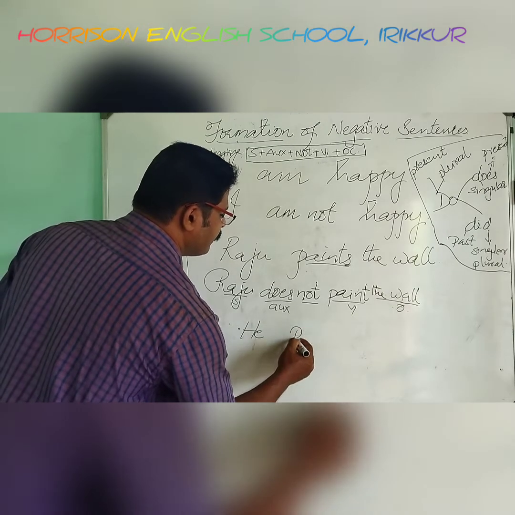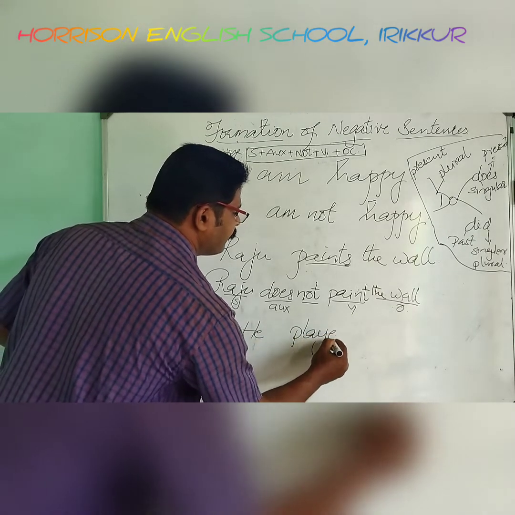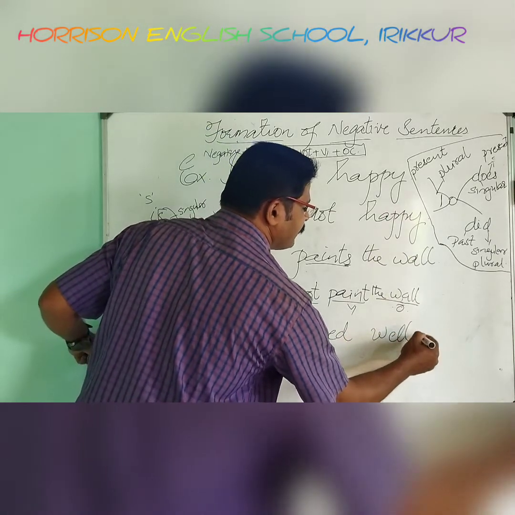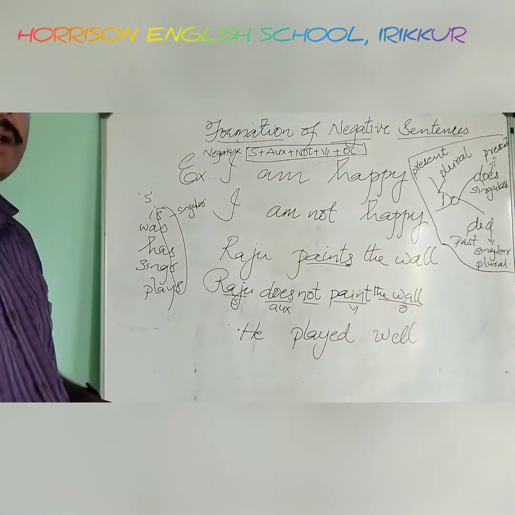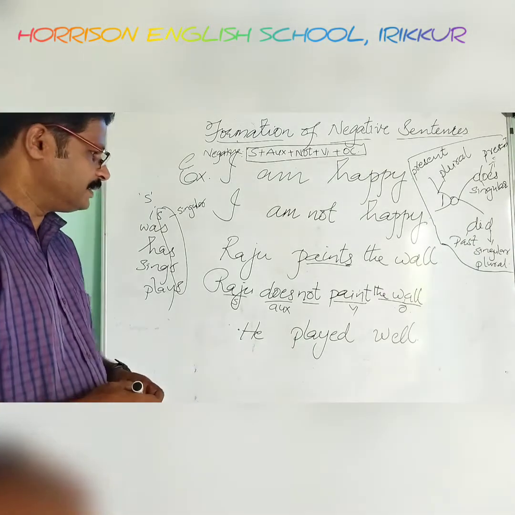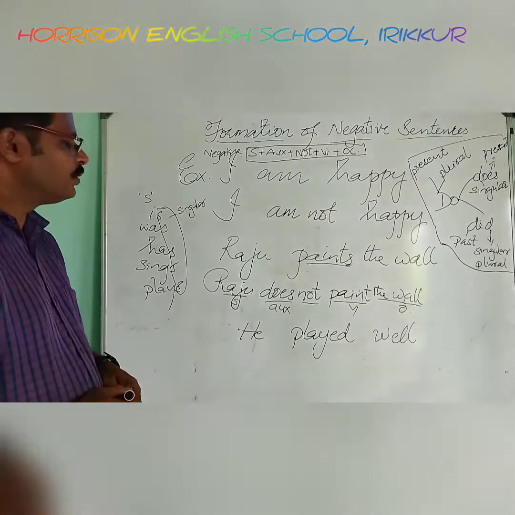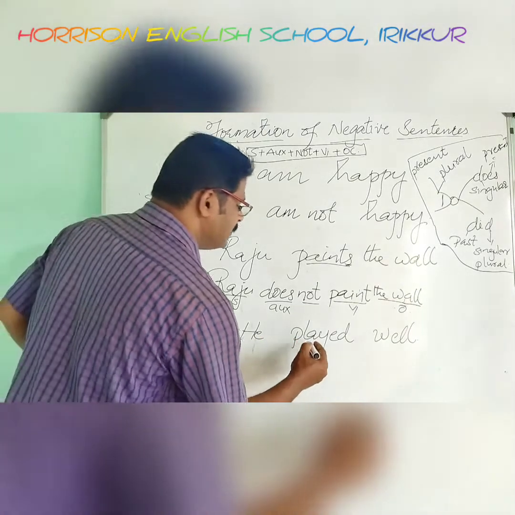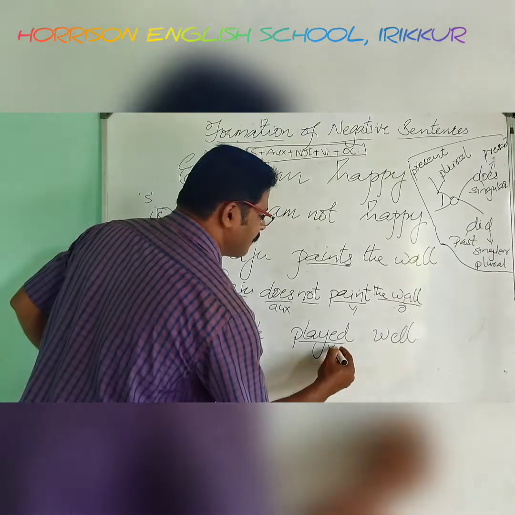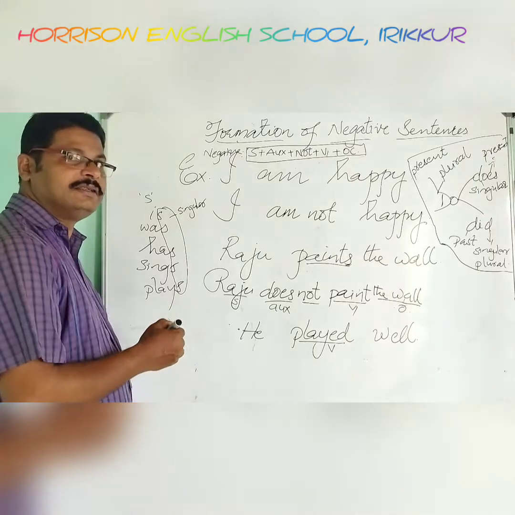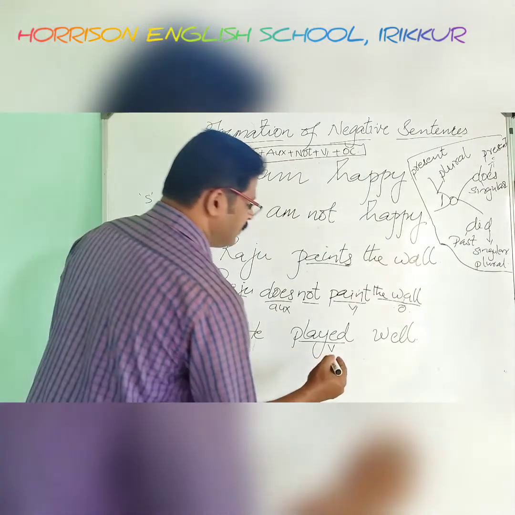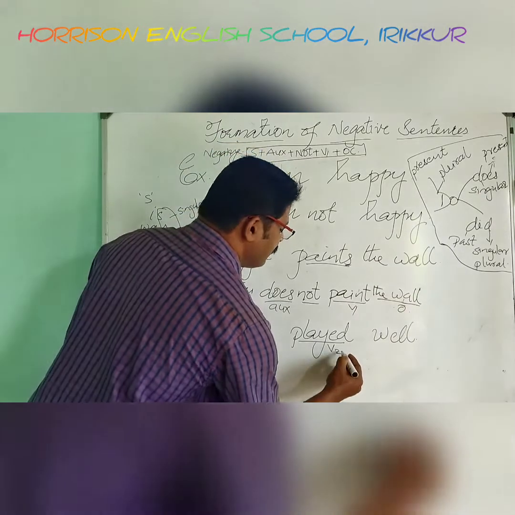He played well. How can you make it negative? Anybody? So what's the verb in this sentence? That's very good. The verb in the sentence is played. And in which tense is it given? Present tense or past tense? Yeah, you're right. It is V2 form, past tense.